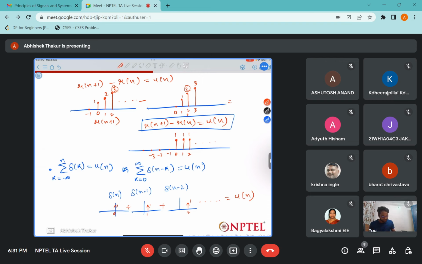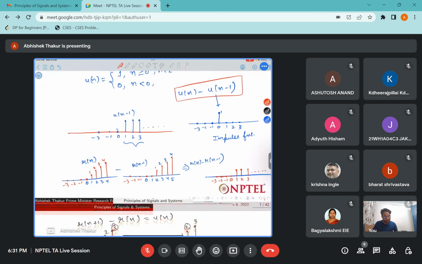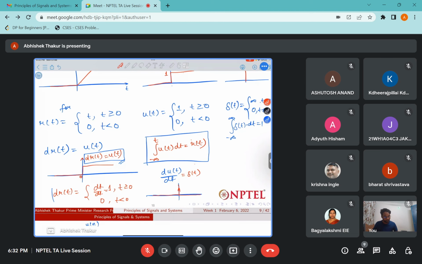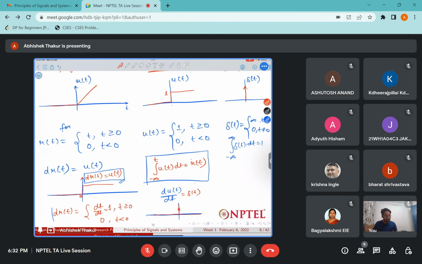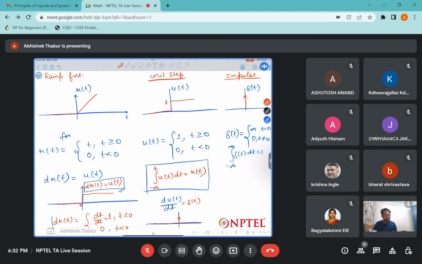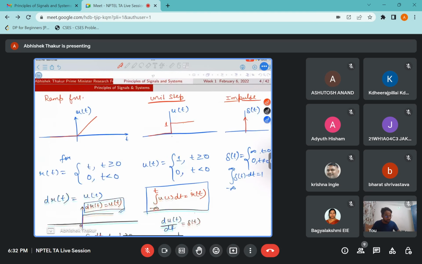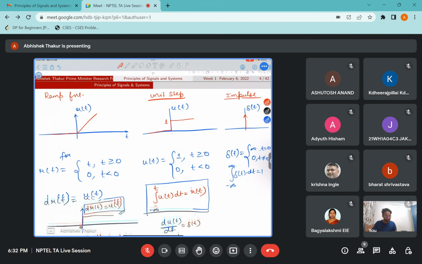So understood. Here you can see the summation of the impulse function gives the unit step function. In continuous time also, we have seen that the integration of del t dt is equal to 1. This is the area, but when you do the integration of this impulse function, you will get 1.